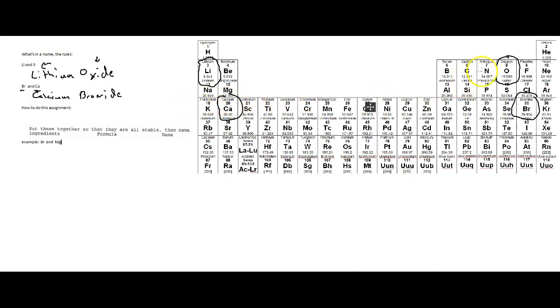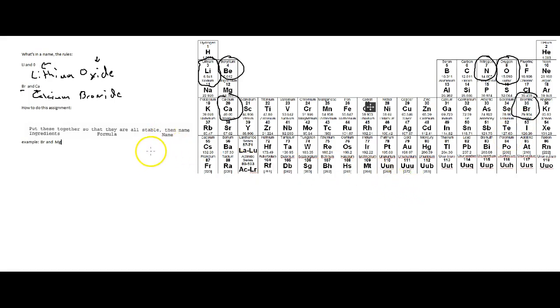So if I put nitrogen and beryllium together, it would be beryllium nitride, magnesium sulfide, strontium telluride. Yeah, it's a ski place too. Cesium iodide, right? And so it's really straightforward. We, as chemists, are incredibly lazy and want to make this simple.